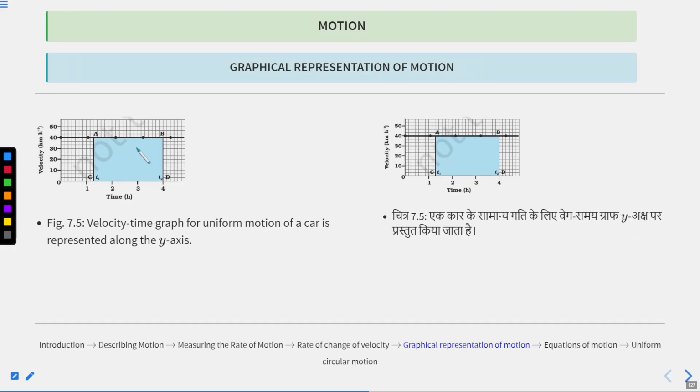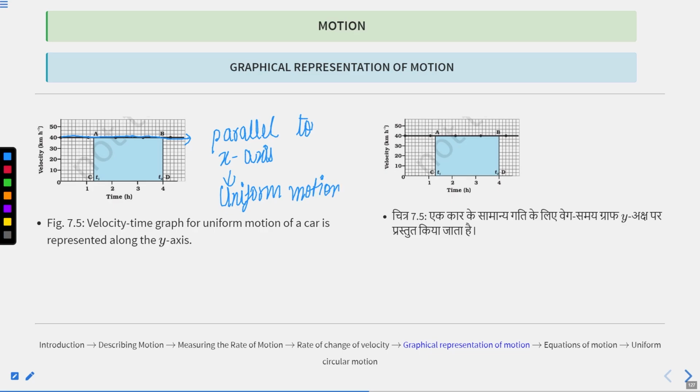This is a velocity time graph of a uniform motion. Uniform means the velocity is not changing, but the time is increasing. So the curve is parallel to the x-axis. In a velocity time graph, if you get a curve parallel to the x-axis, it means the object is doing uniform motion.